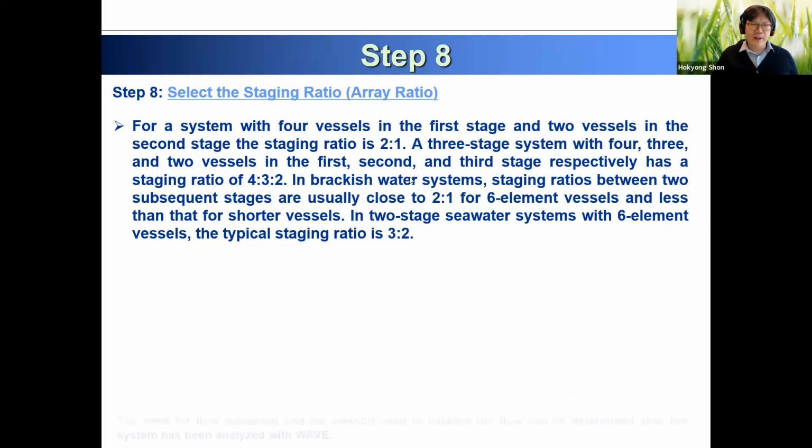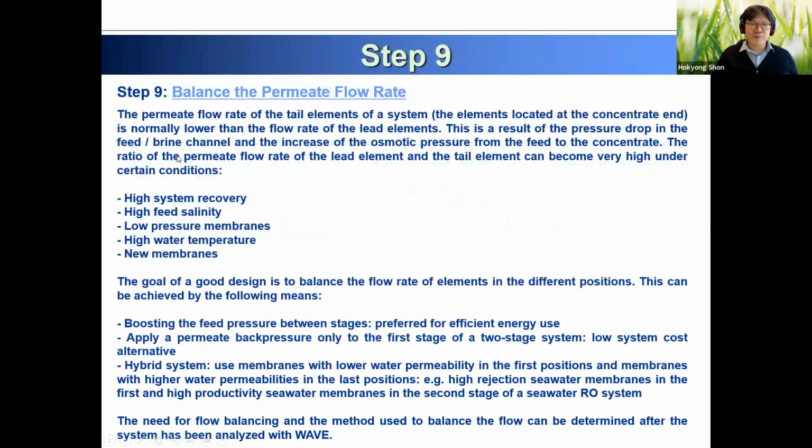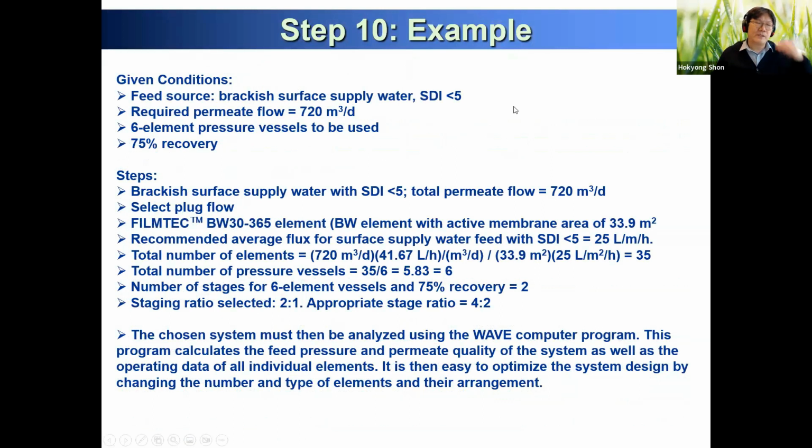So based on this step A, then we can go to the balance. This balance you can calculate by hand as well as with software. How the system recovery, feed water salinity, low pressure membrane, high water temperature, and new membrane can make a balance of the permeate or concentrate flow rate. So, considering all these aspects, we can utilize the software to make a balance rather than calculating by hand. So this is the example.